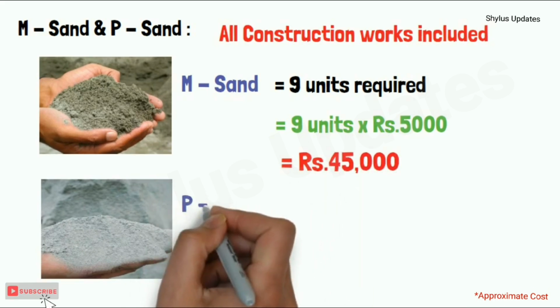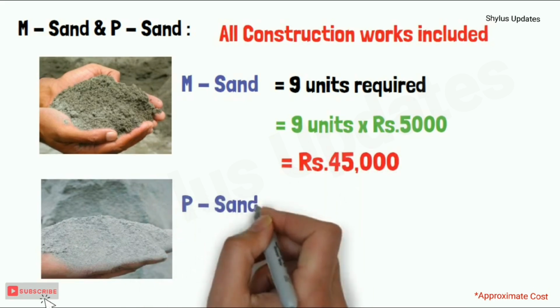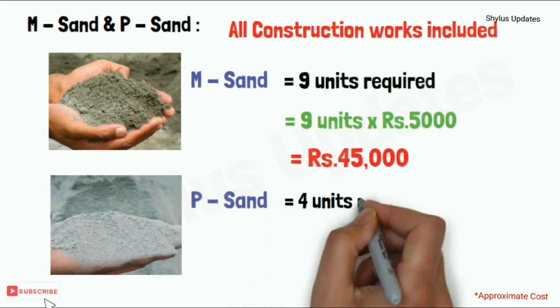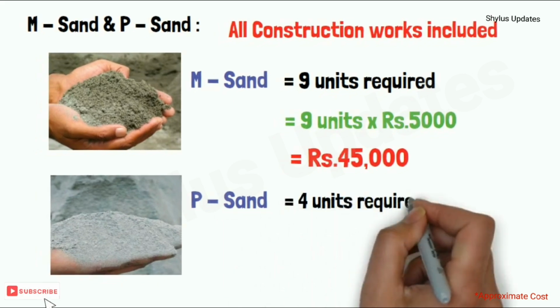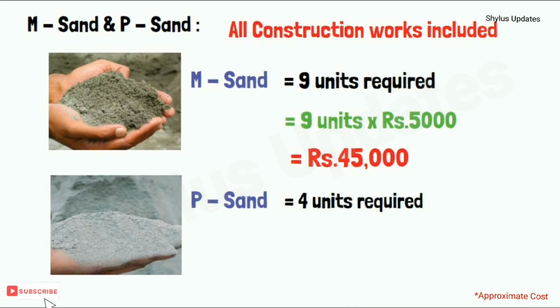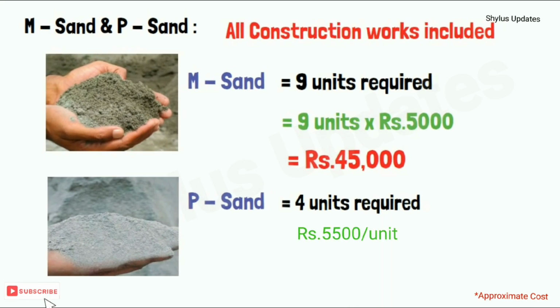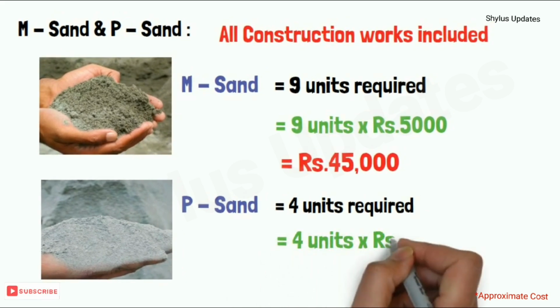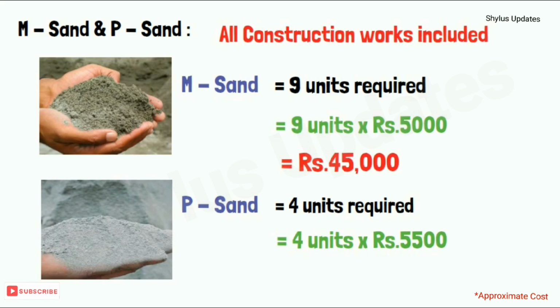P sand. For 500 square feet house, 4 units of P sand are required. The current market rate of P sand is rupees 5,500 per unit. When you multiply 4 units into rupees 5,500, you get rupees 22,000.